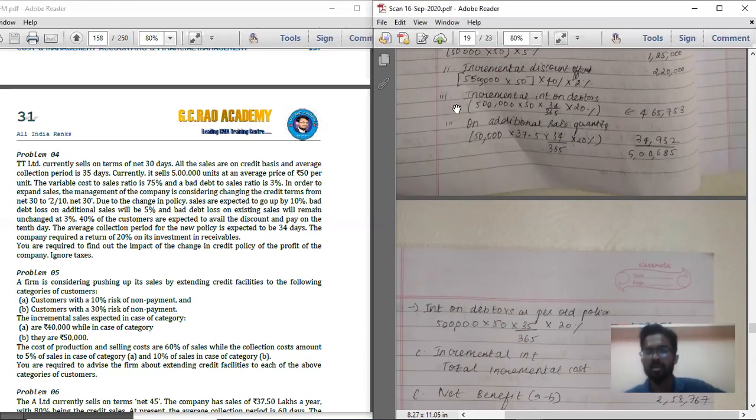Below that, small Roman number 3, incremental interest on debtors: within bracket 5 lakhs into selling price, because for these 5 lakhs we don't know the fixed cost. So 5 lakhs into selling price, that is 50, into, under the new policy, the period is 34 days, into 34 divided by 365, into the return expected, 20%. So 5 lakhs into 50 into 34 divided by 365 into 20%. In the inner amount column, record 4,65,753.